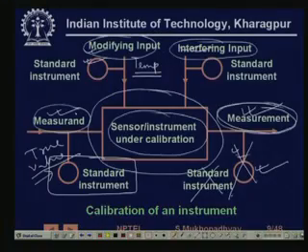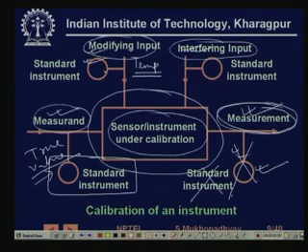In some cases it may not be possible to measure these interfering inputs, and in such cases we try to ensure that they are not present. So we do shielding, and we take it to a different setting and try to see what the sensor is doing. Essentially we measure the measurand, we measure the output of the instrument, and we measure modifying inputs like temperature, and then we establish the characteristics of the instrument.